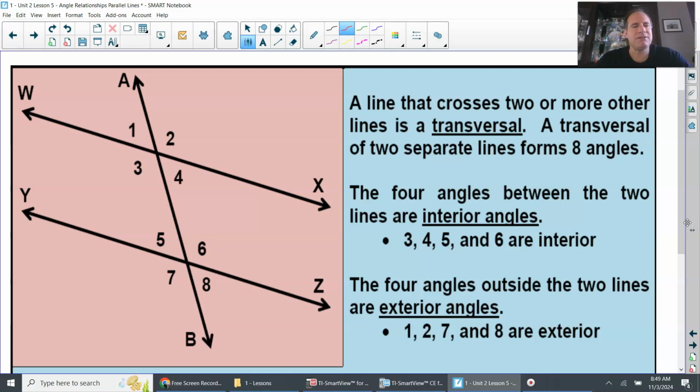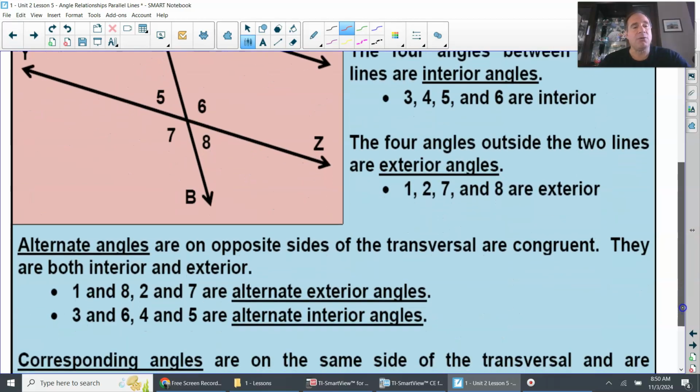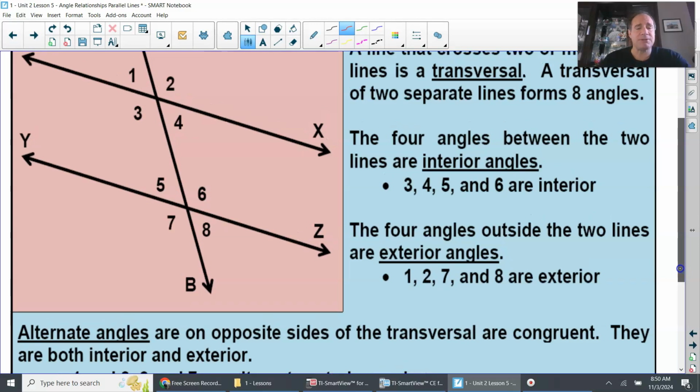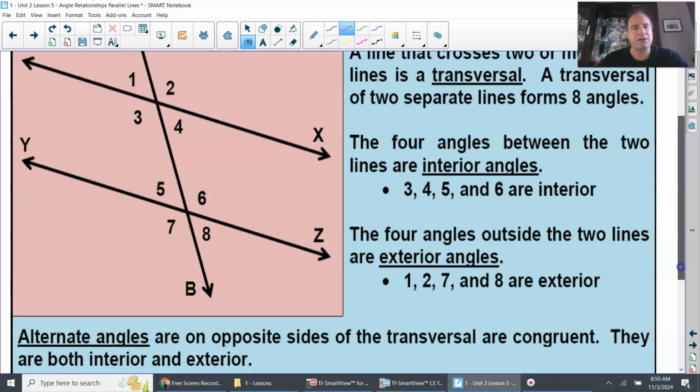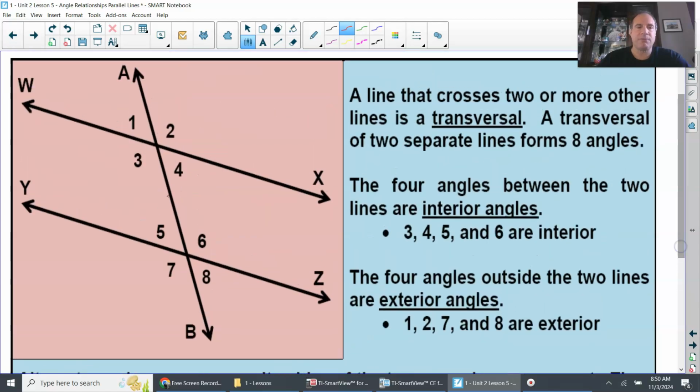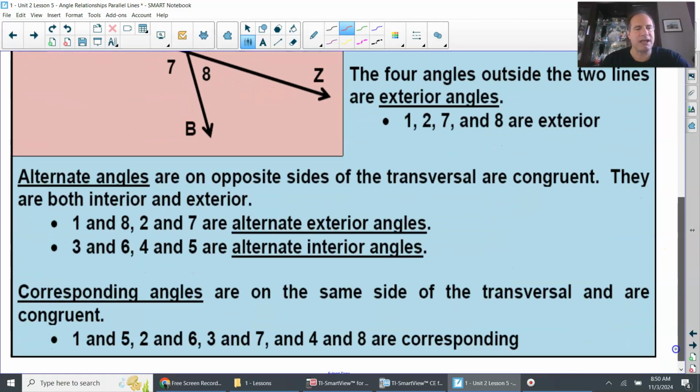Remember, alternate interior angles are inside and across from each other. So 3 and 6 are alternate interior, 4 and 5 are alternate interior. So just remember, the interior angles are inside the parallel lines. Exterior angles are outside the parallel lines, and that's all this is saying. Alternate angles are on opposite sides of the transversal, and they are congruent. So, like I said before, 3 and 6 are alternate interior angles. 4 and 5 are alternate interior angles. 1 and 8 are alternate exterior angles, and 2 and 7 are alternate exterior angles.